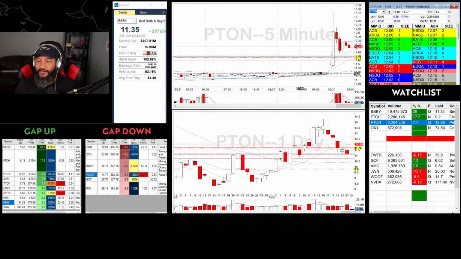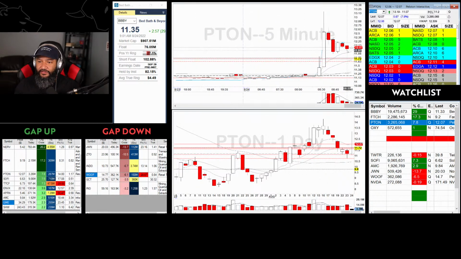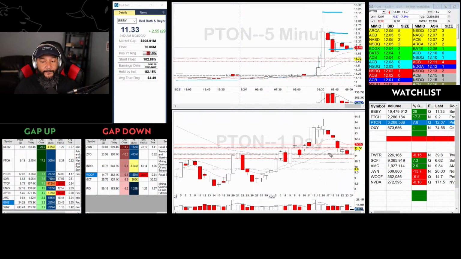Here's P-Ton, guys, up 7.7, just kind of hanging out here. This is good. This is what you want to see. You want to see a hold here. You want to see this come back up to 1250 and 1225. If it does that, this is going to be a monster today. But we got to see it hold here.